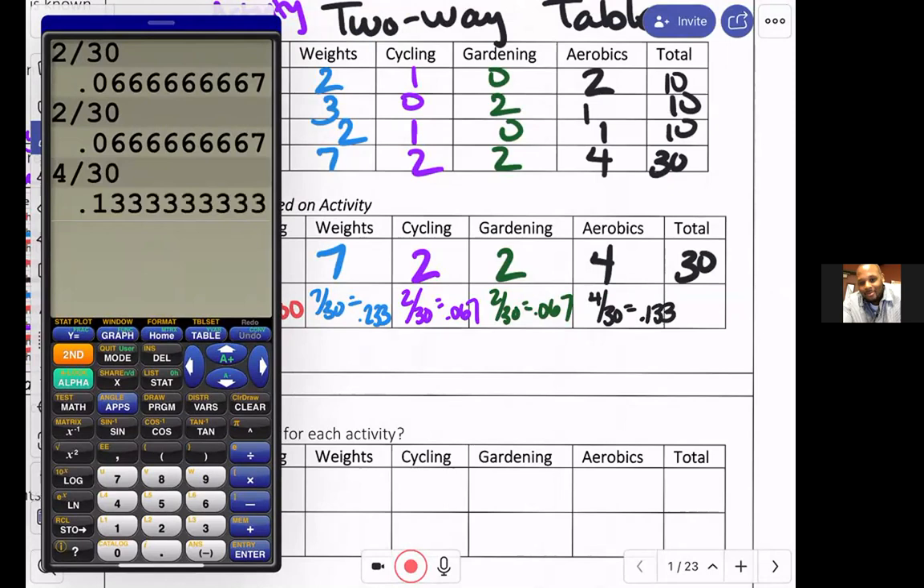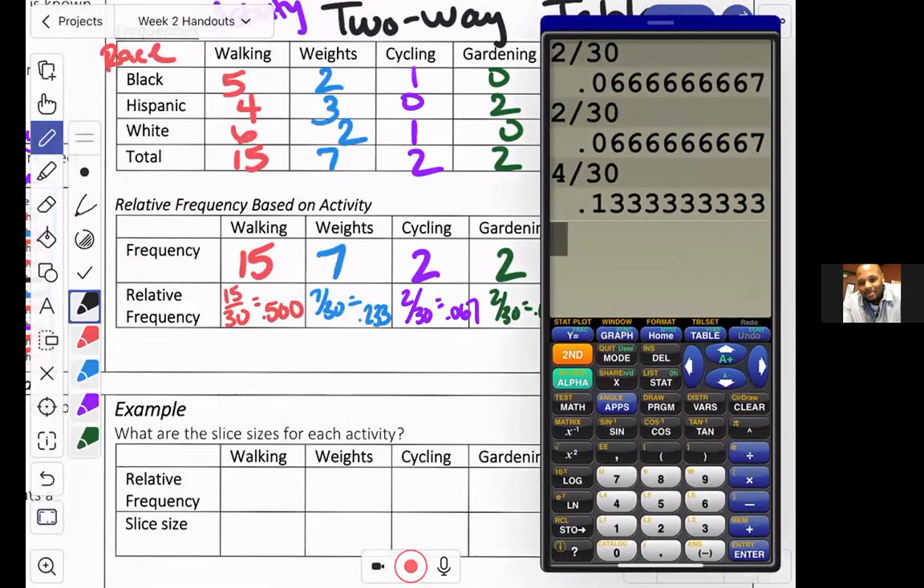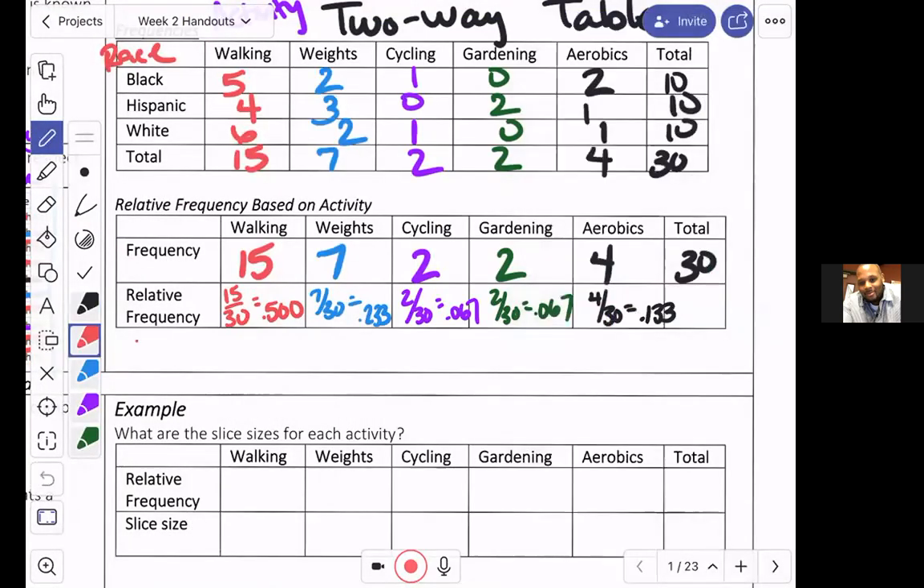Now, here's what should be true. If I add up all those relative frequencies, because they are percentages, and again, I can write these as percentages. Let me do that, by the way, so you know that they are percentages. Here are the actual percentages. The first one is 50%. The next one would be 23.3%. The next one, 6.7%. The next one, 6.7%. And that last one is 13.3%.